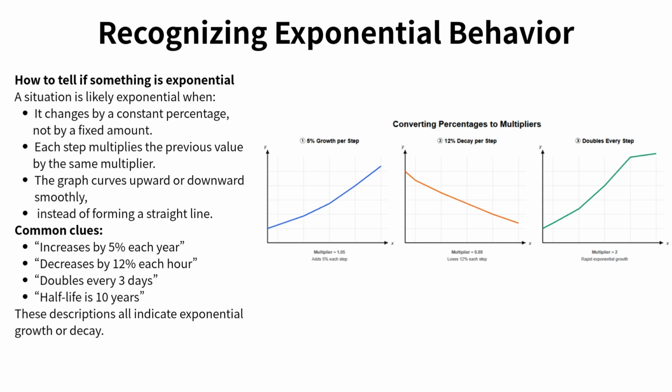There are several common clues you can look for. Phrases like, increases by 5% each year, decreases by 12% each hour, doubles every 3 days, or has a half-life of 10 years, all describe exponential growth or decay.